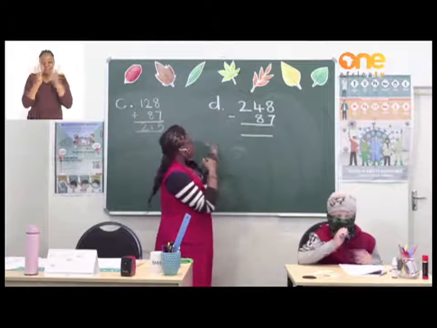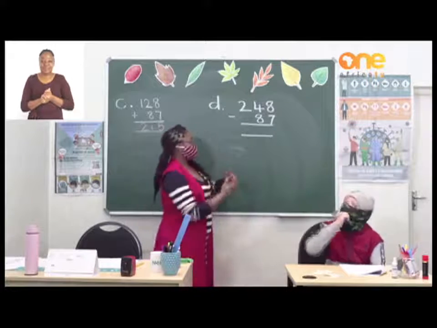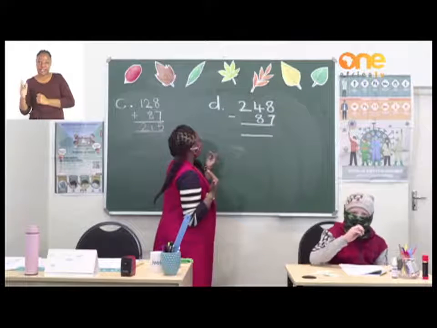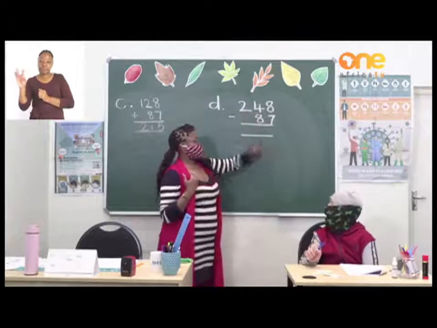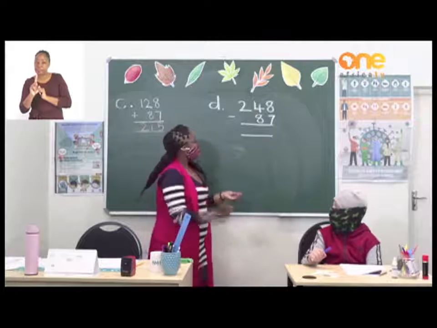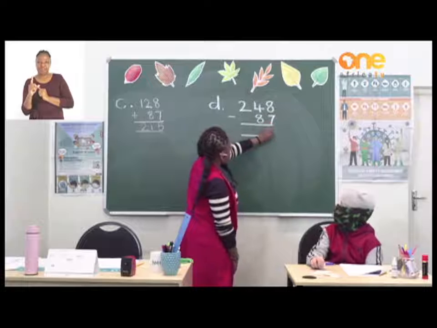Let us take a look at this number. Remember, when we are adding or subtracting, we always start from the number furthest from us coming into the sum. It says 8 minus 7. Well, we know what 8 minus 7 is. It's very simple, isn't it? 8 minus 7 is 1. So we have no problems here.